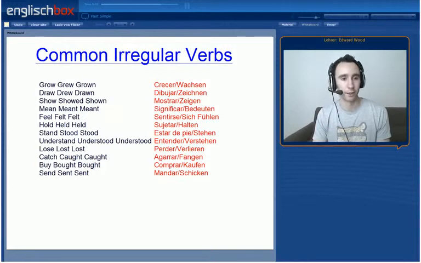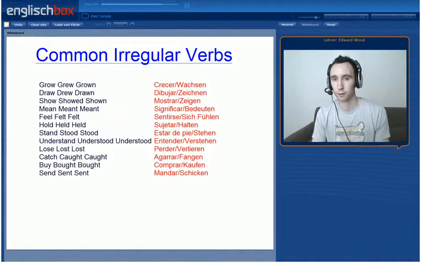You have the first column in the present simple, the second column is the past form of the verb, and the third column is the past participle form for use in the perfect tenses.